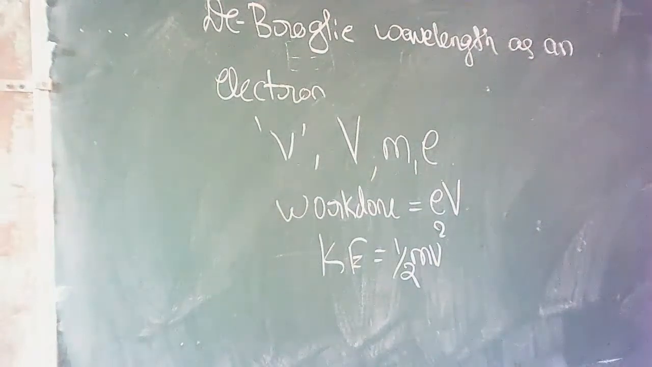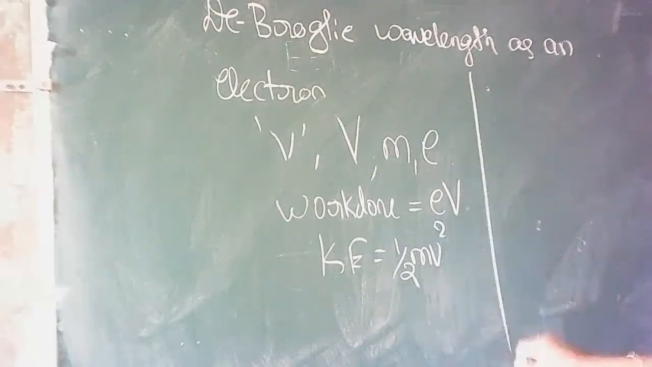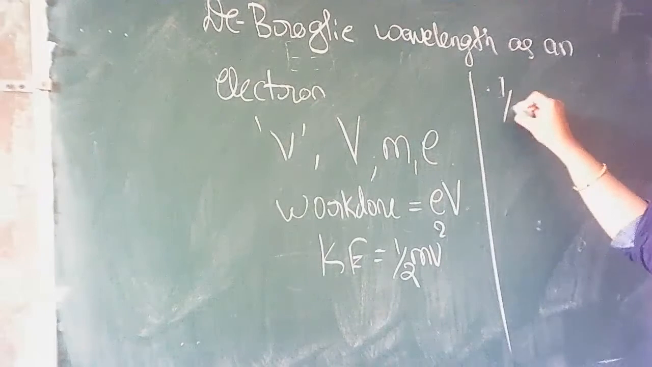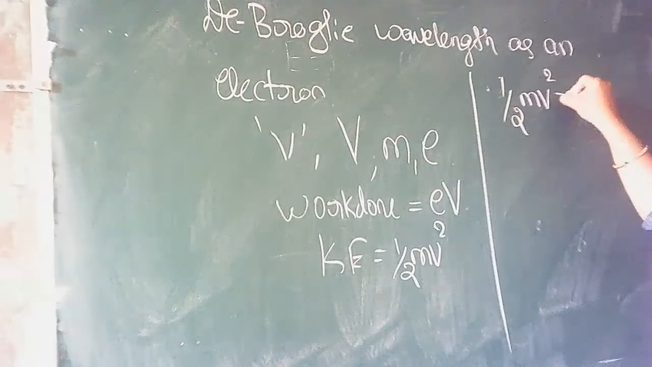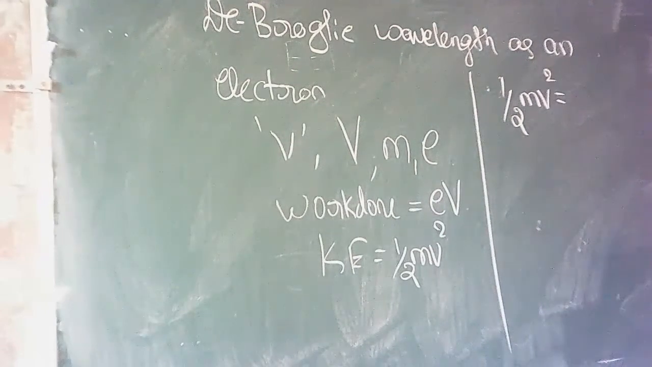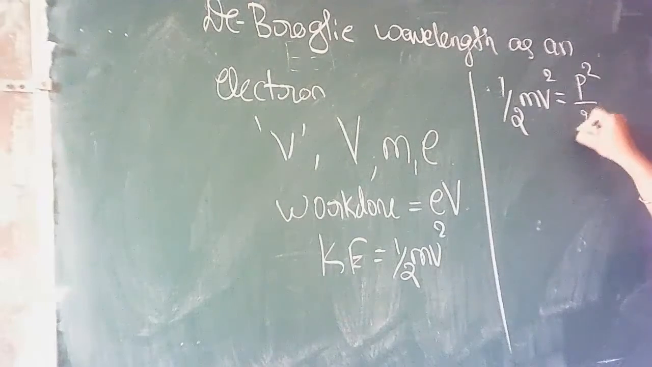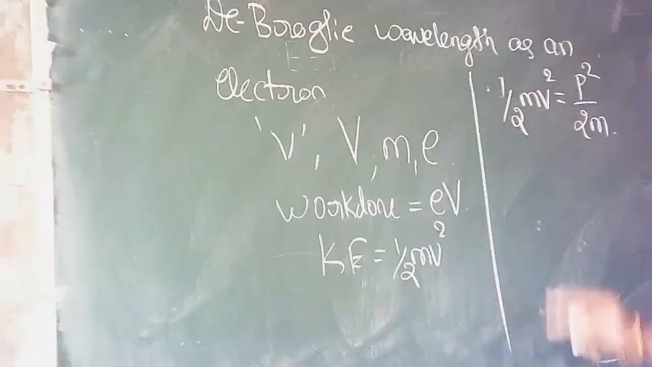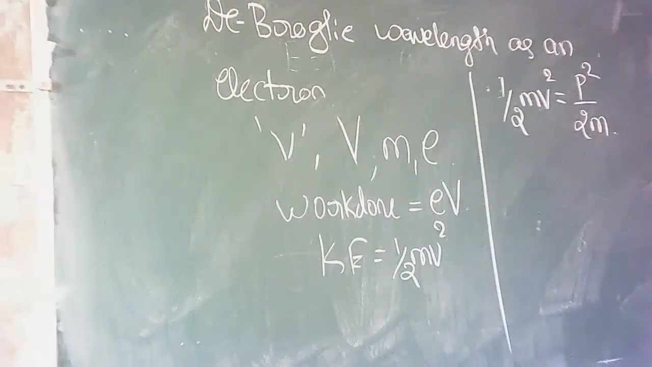So what can you write here? I'll write one step so that you will understand, and not just take it as given. Half m v square is equal to p square divided by 2m. How did I write this? How does the step come?